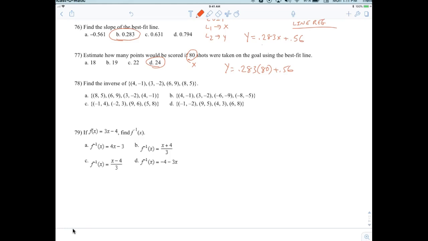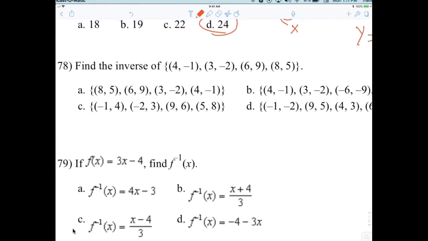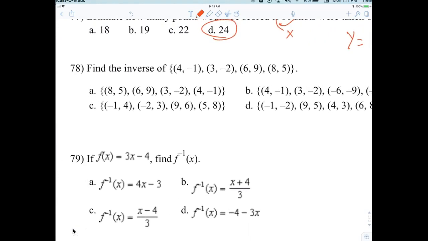All right. So remember, the inverse just means to do what? Switch the x and y. All right. So if I switch, it would be negative 1 comma 4. So I'm just looking at my answers. The only one with a negative 1, 4 is what? C.